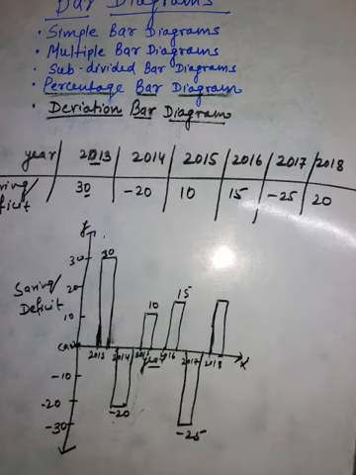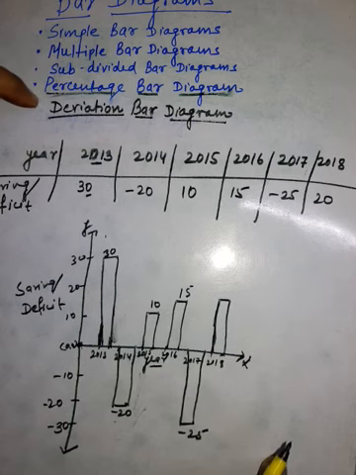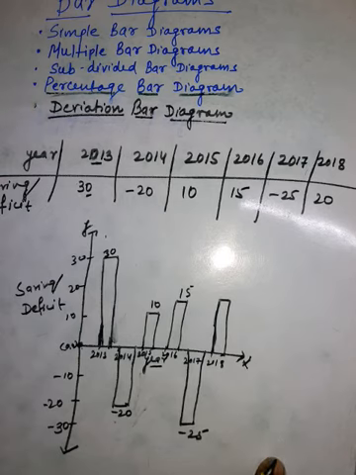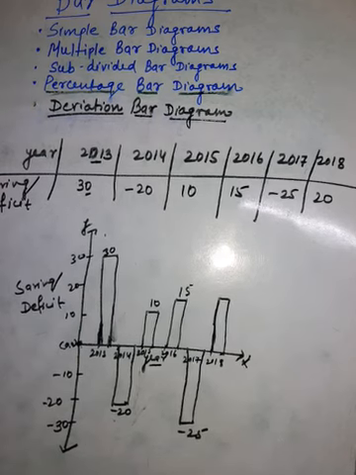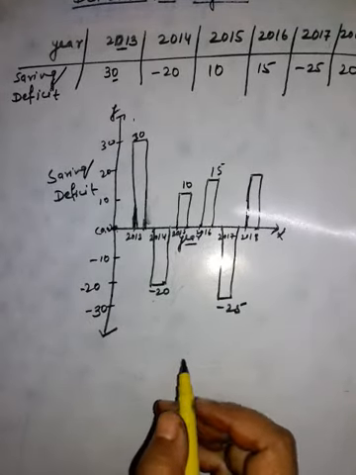So students, I finished bar diagram types. What is bar diagram and types of bar diagram? Simple bar diagram, multiple bar diagram, subdivided bar diagram, percentage bar diagram, and deviation bar diagram. Now next is pie diagram. How to draw a pie diagram or circular diagram.